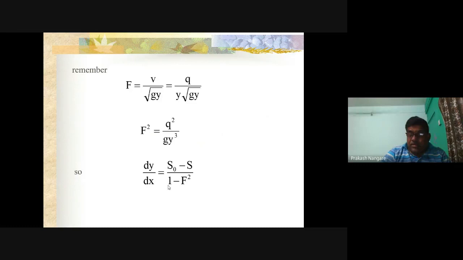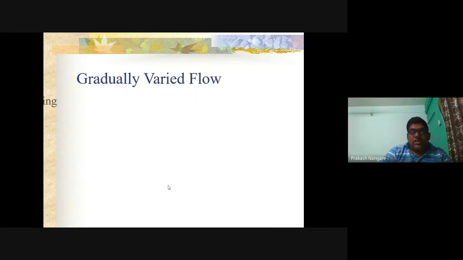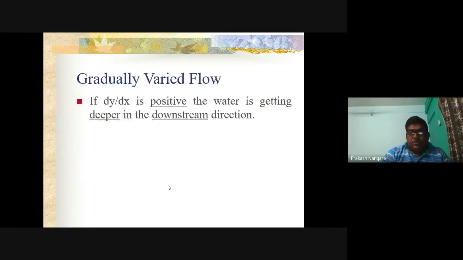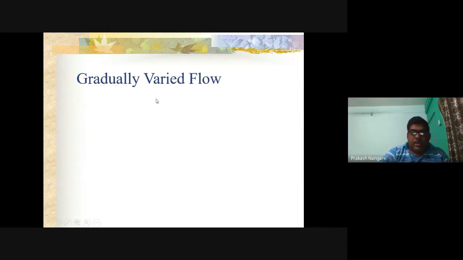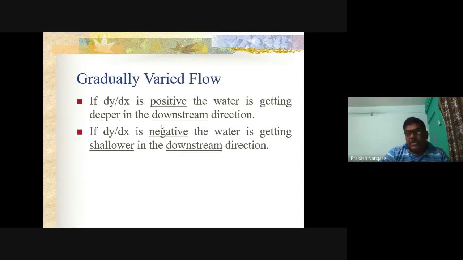This is the dynamic equation obtained for gradually varied flow. So dy by dx is the slope of the water surface with respect to the channel bottom. Then some points are going to be highlighted. If dy by dx is positive, then the water is getting deeper in the downstream direction. If dy by dx is negative, the water is getting shallower in the downstream direction.